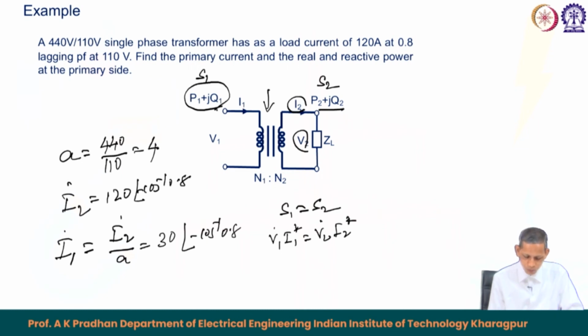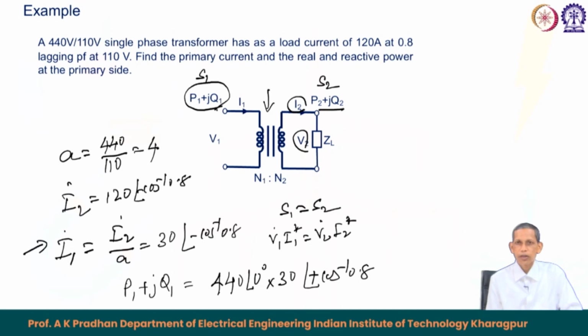So, this gives us this corresponding I1 and from there on we know this corresponding V1, V1 is 440 with angle of 0 degree, V2 we have also considered to be 0 degree. So, that leads to the corresponding V1 into this I1 conjugate. So, that is into 30 with an angle of plus cos inverse 0.8. So, this is nothing but your P1 plus jQ1 and from there the real part will give you the P1 and the reactive part will give you the Q1.